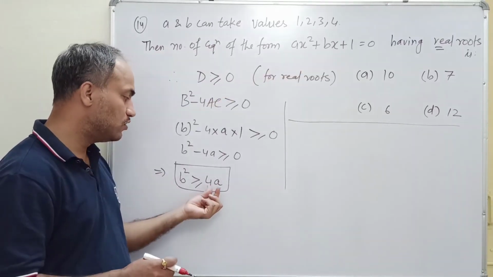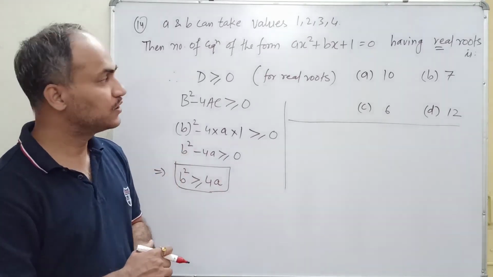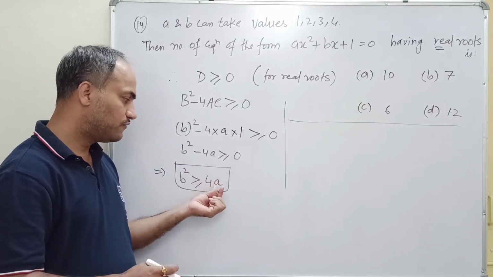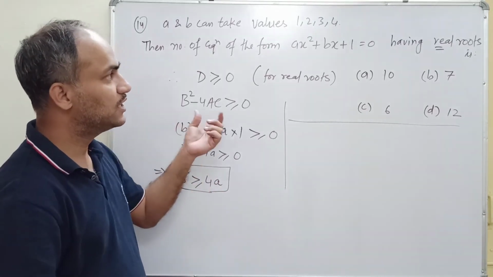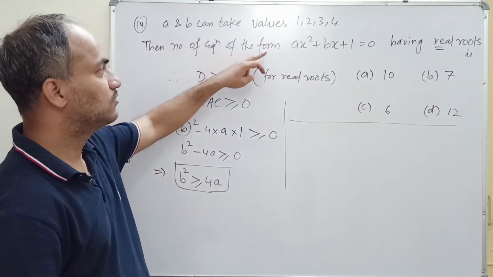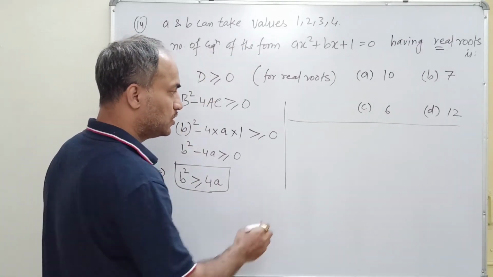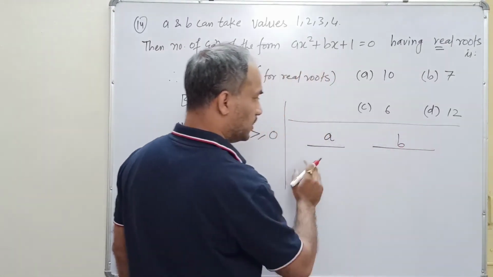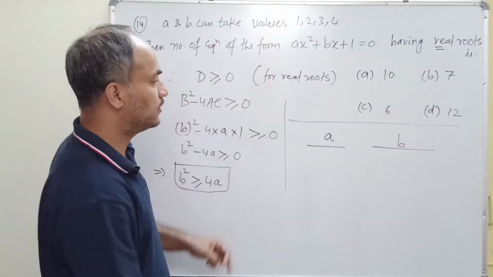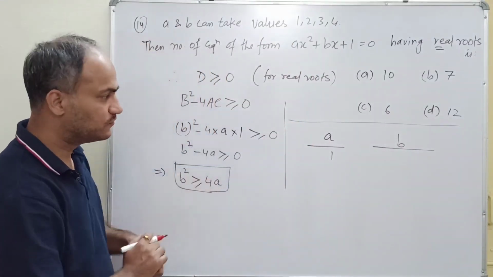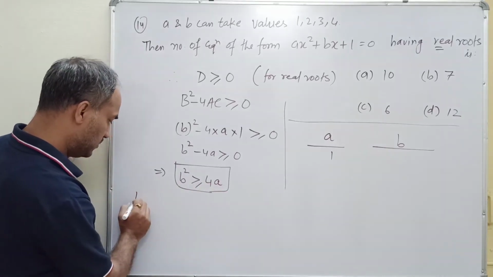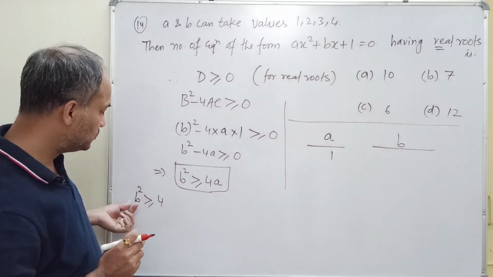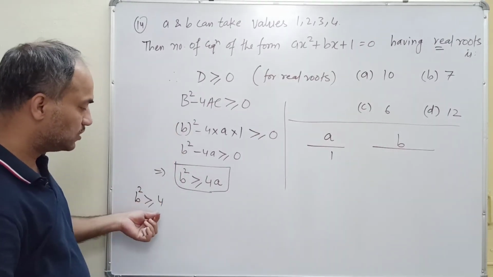जितने पेयर हमें मिलेंगे a और b की वैल्यूज के उतने ही नंबर ऑफ इक्वेशंस होंगे. So here we have to find all possible such pairs of values of a and b, and that will be the number of equations which satisfy this condition. Suppose we take values of a here and values of b here. Then suppose we take a is equal to 1 first. If we put a is equal to 1 here, we get b square is greater or equal to 4. Now check for which value of b this condition holds.